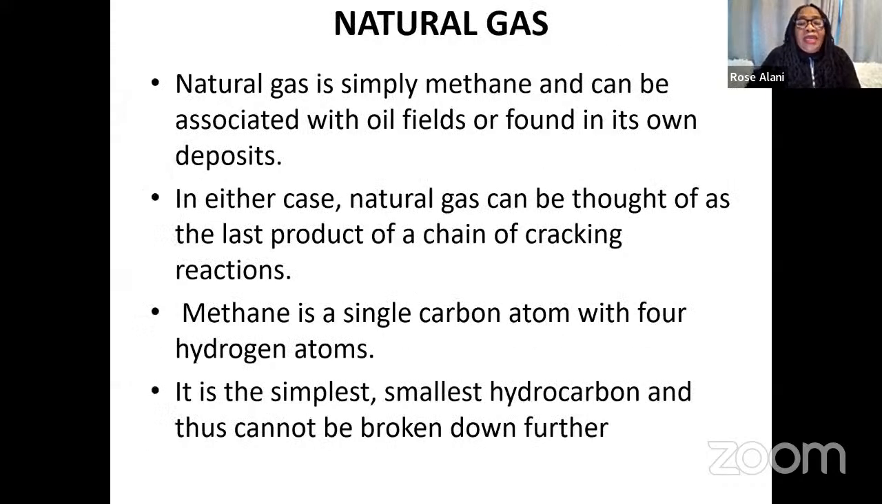Now we look at natural gas. It is simply methane, always associated with oil fields, or it can be found in its own deposit. It's a product of cracking long chain hydrocarbons. Methane is just one single carbon atom with 4 hydrogen atoms. It's the simplest, smallest hydrocarbon and cannot be broken down further.